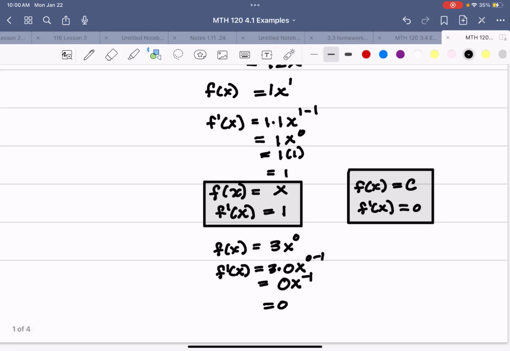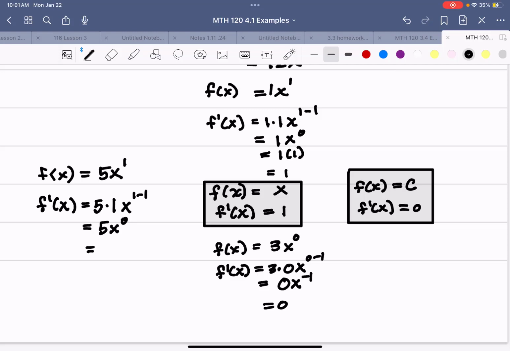And I guess the last one, let's see, if we have f of x is 5x, then f prime of x is going to, remember there's a 1, it's going to be 5 times 1 x to the 1 minus 1 is 5x to the 0 is 5 times 1 is 5. So that rule says if f of x is cx to the 1, just a constant, it's the same rule, but f prime of x turns out to just be the coefficient or the constant.